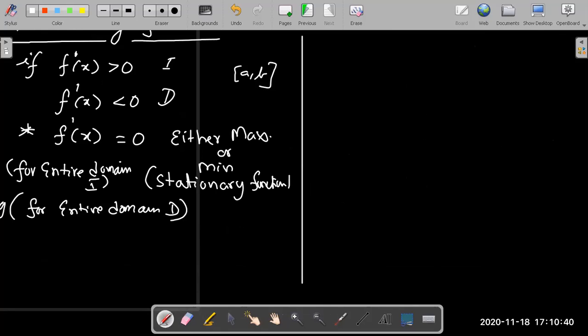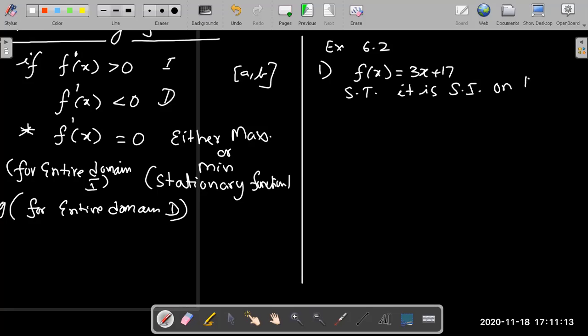The first question is, show that the function given by f of x equal to 3x plus 17 is strictly increasing on R. R means the domain of real numbers. That's why R.